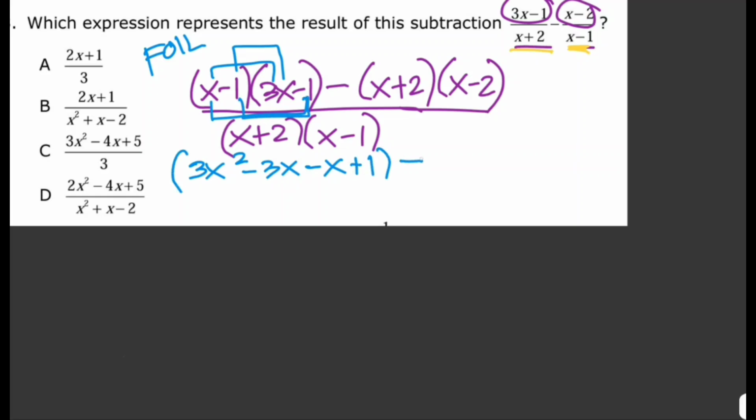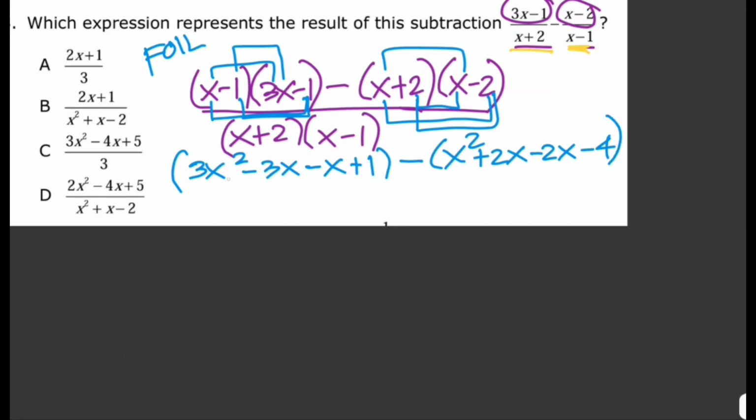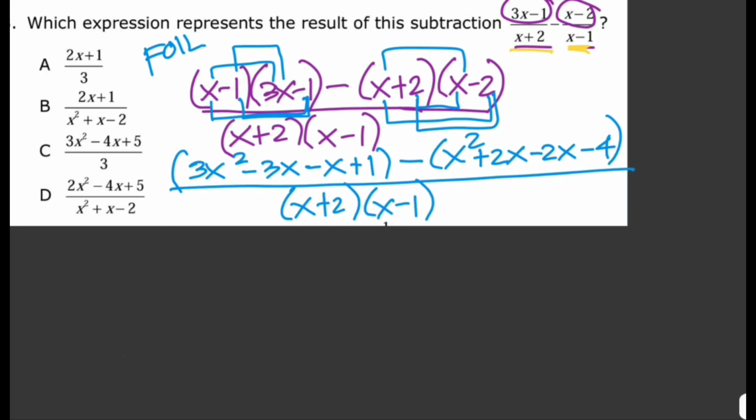Minus this one. x times x is x squared. 2 times x is 2x. x times negative 2 is negative 2x. Then 2 times negative 2 is negative 4, all over x plus 2 times x minus 1.